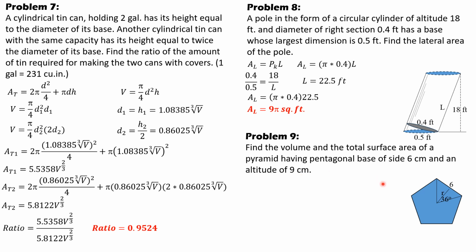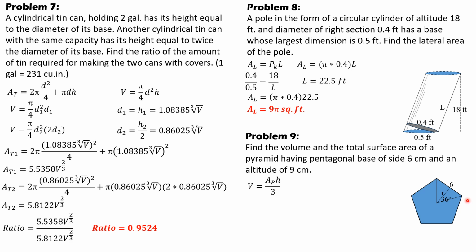So this is the base of the pentagon. We'll just draw this. Then for the volume, 1/3 of the area of the regular pentagon times height over 3, while the total surface area is area of the pentagon, the base, plus 5 times, or in general n times, area of one face.